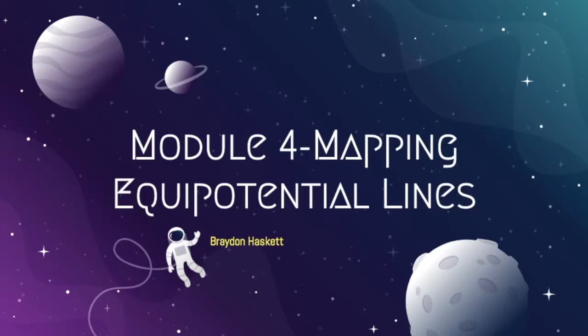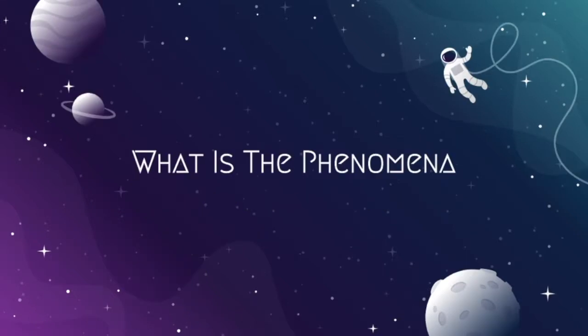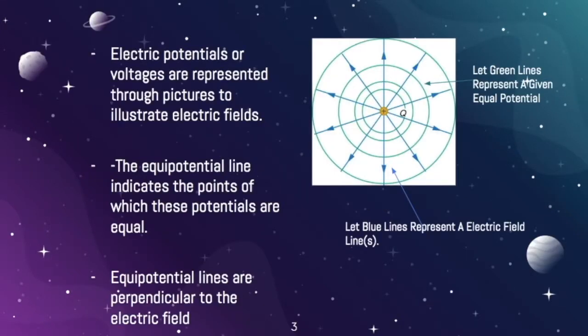Module 4. Mapping Equipotential Lines. What is the phenomena? Electric potentials or voltages are represented through pictures to illustrate the electric fields. An equipotential line, as the name suggests, indicates the points at which these potentials are equal.